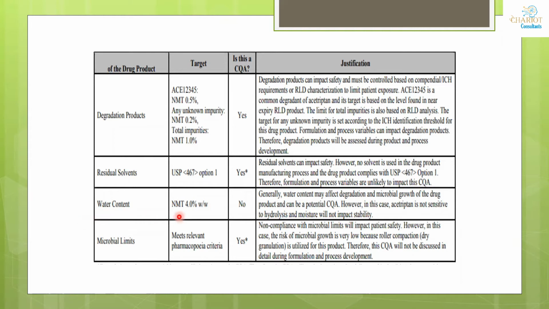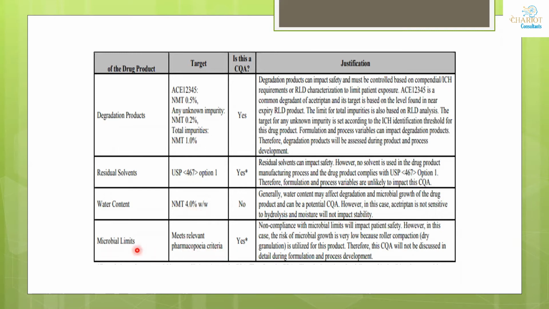The water content, you are saying that water content should be less than 4%. Basically it is not a particular CQA, because you are controlling the moisture content in your formulation by your process.